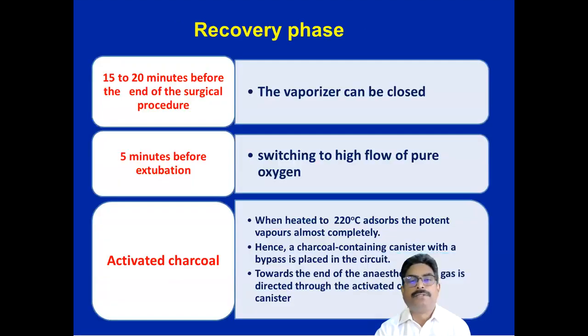So coming to the recovery phase, you can augment the recovery by various methods. First, 15 to 20 minutes before the end of the surgical procedure, you have to switch off the vaporizer. Then 5 minutes before extubation, you have to increase the fresh gas flow to high flow to wash out the anesthetic gases. Or if you want a quicker recovery, you can connect activated charcoal. That is, charcoal heated to 220 degrees absorbs the potent vapors almost completely. So you have to attach this activated charcoal canister, with a bypass, in the circuit at the time of recovery.